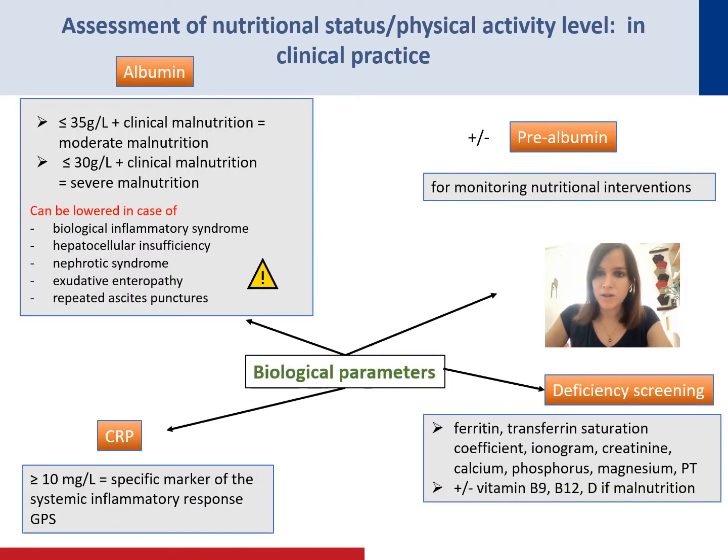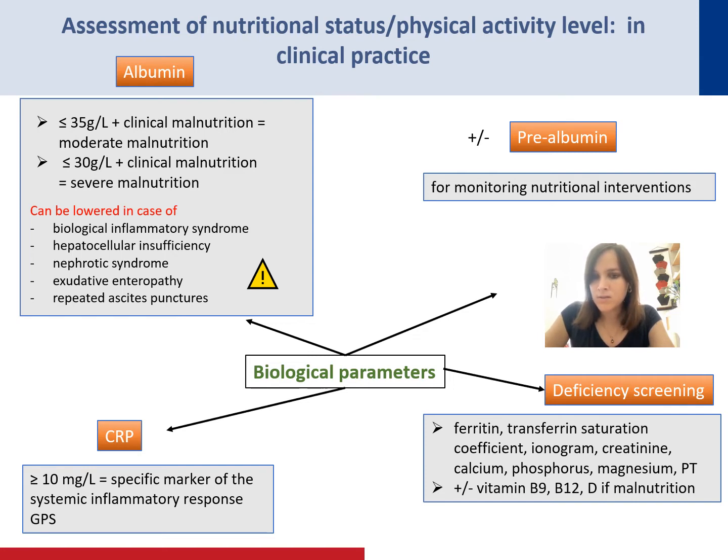For the assessment of nutritional status with biological parameters, dosage of albumin and CRP plasma levels is recommended as the deficiency screening. The moderate malnutrition is defined by albuminemia under 35 grams per liter and severe malnutrition by albuminemia under 30 grams per liter. However, albuminemia is not always reliable and can be lowered by other reasons as biological inflammatory syndrome, hepatocellular insufficiency, nephrotic syndrome, exudative enteropathy, or repeated ascites punctures. CRP over 10 mg per liter is a marker of systemic inflammatory response. And we can also use the Glasgow Prognostic Score to assess this inflammatory response.